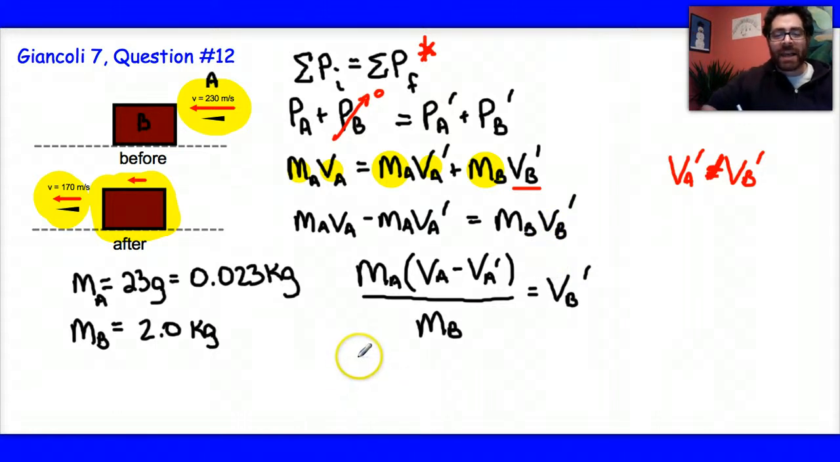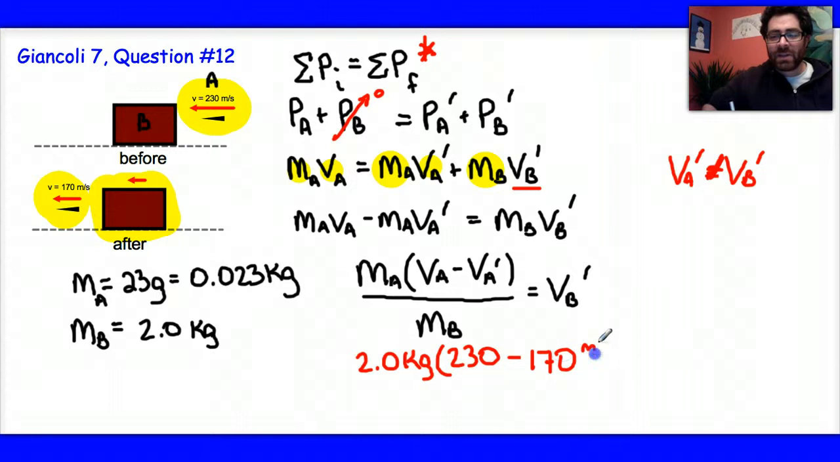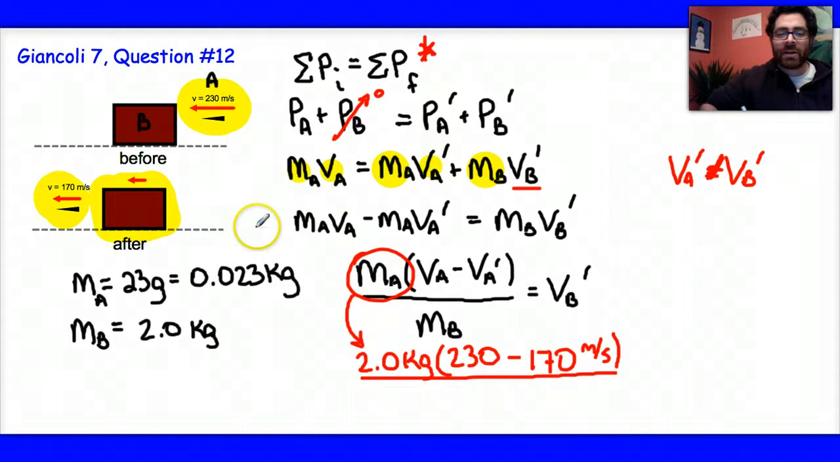Now let's go ahead and just substitute some terms in. The mass of block A is 2 kilograms, and in the parentheses here I've got the velocity of the bullet before and after the collision. That's going to be 230 minus 170 meters per second. And finally, I'm going to divide all of that by the mass of the block. Oh, I've made a mistake here. Check this out. The mass of block A right here, that's not the block, that's the mass of the bullet. It's not 2 kilograms. So I'm going to have to fix that before I plug things in.